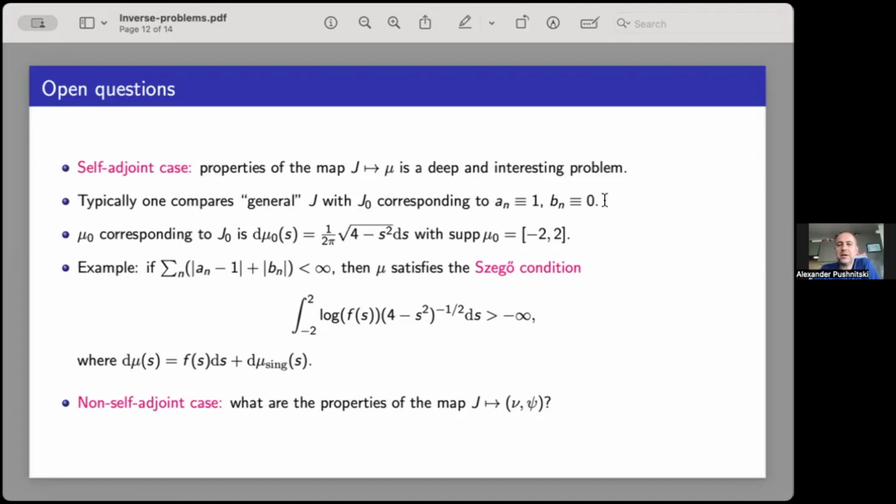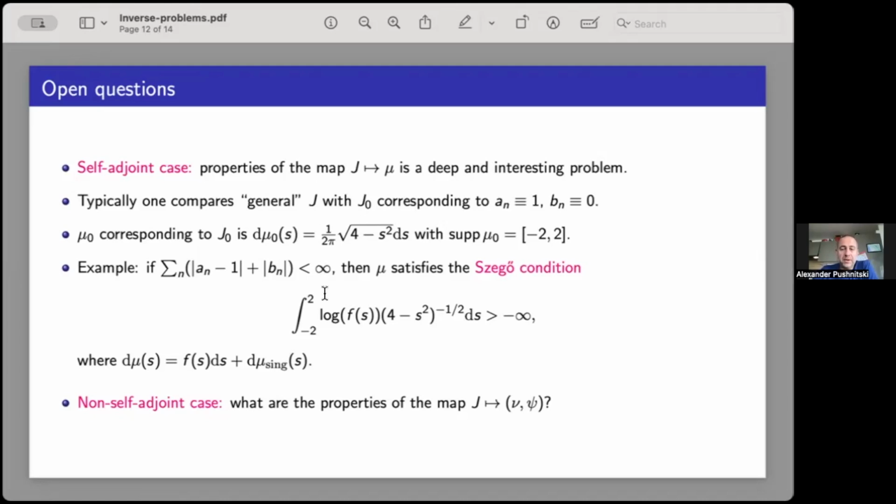So this corresponds to orthogonal Chebyshev polynomials. In this case, the spectral measure mu naught corresponding to J naught is just this explicit thing, supported on the interval [-2, 2], and then one considers some sort of weak perturbations of J naught and asks how far is the measure mu from this measure mu naught.